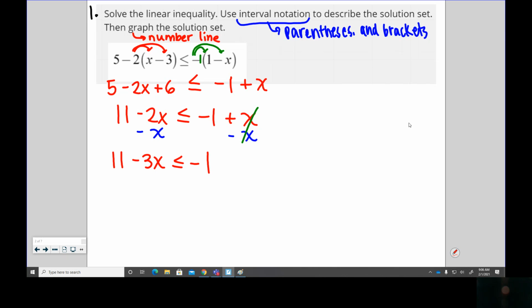So now I'm going to move that 11 over. How should I move that over? Subtract it. Yes, right now it's positive. To move it over, we need to subtract it.